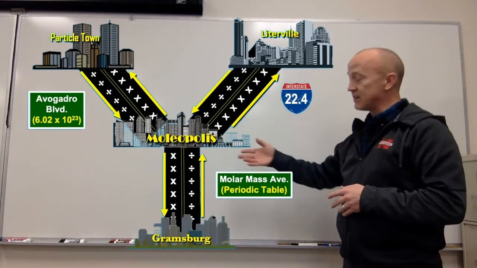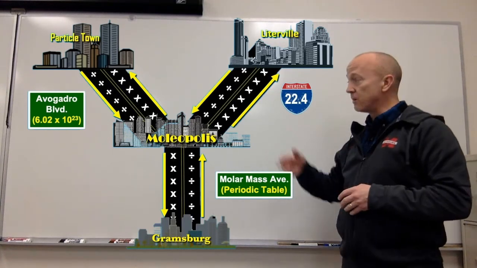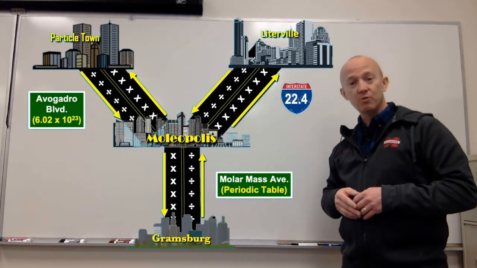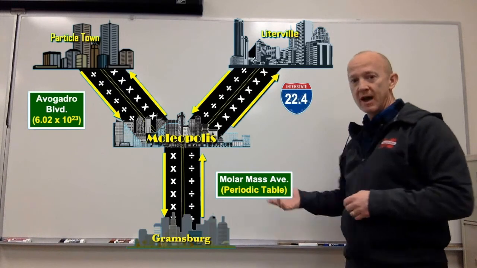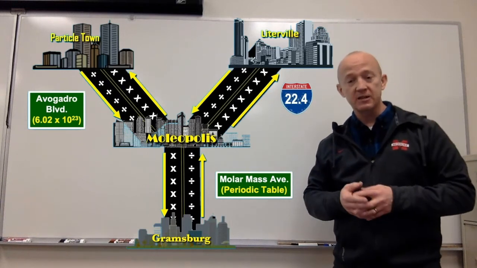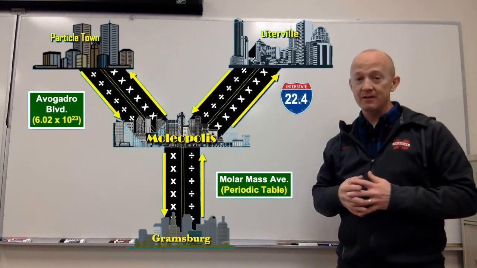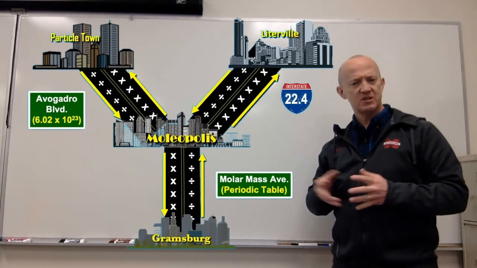You'll notice that down south we have Grahamsburg. To get from Molopolis to Grahamsburg, I have to multiply by the molar mass. To find the molar mass, I'll simply use the periodic table. To go from Grahamsburg back to Molopolis, I have to divide by the molar mass. You see how it works?